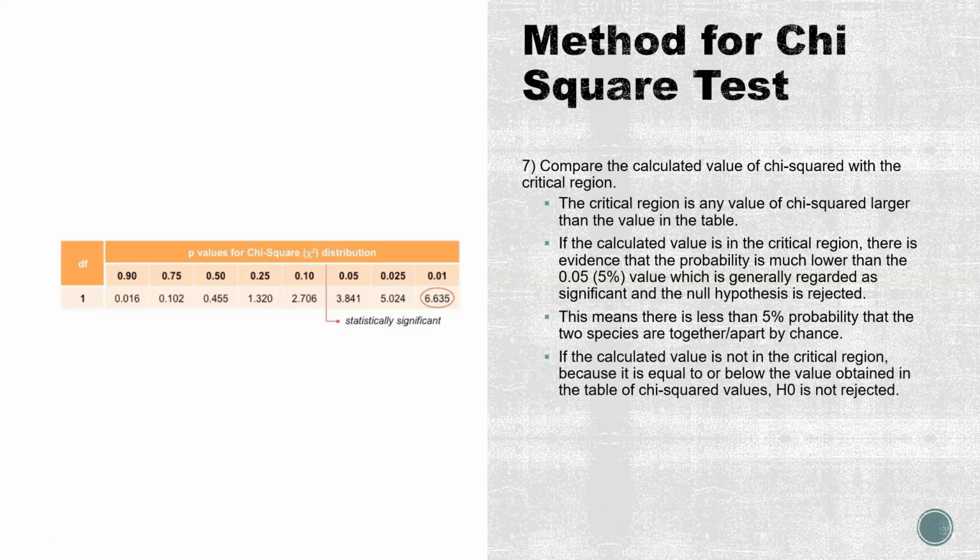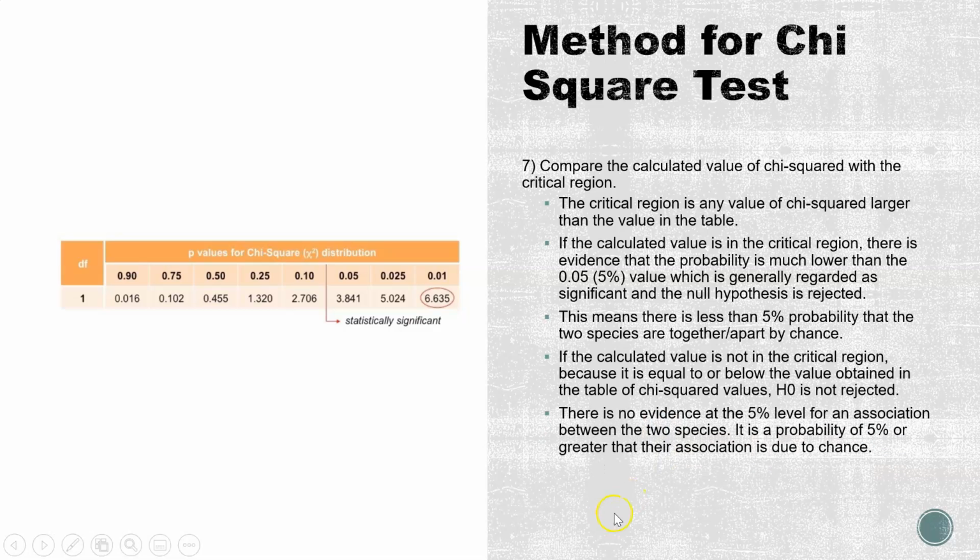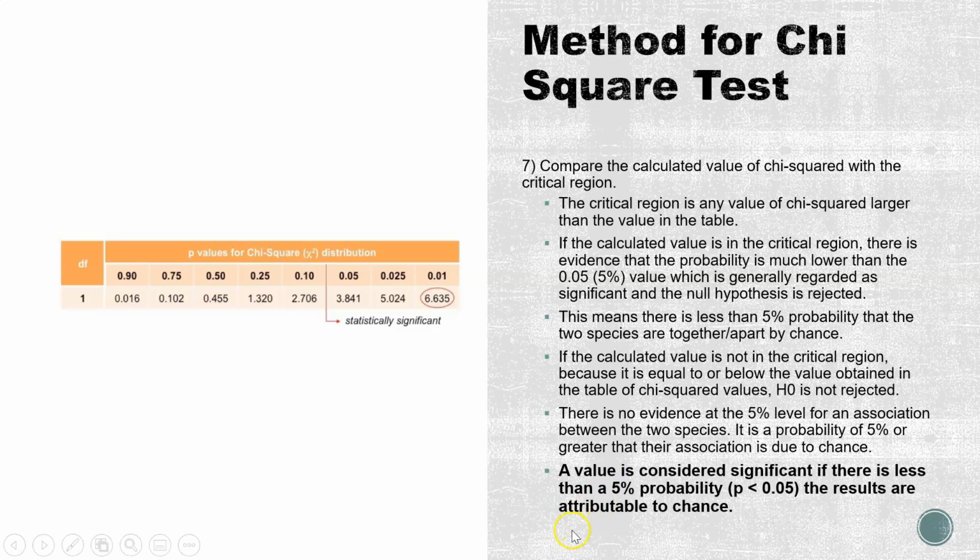If the calculated value is not in the critical region because it is equal to or below the value obtained in the table of chi-squared values, then your null hypothesis is not rejected. There is no evidence at the 5% level for an association between the two species. It is a probability of 5% or greater that their association is due to chance. So, a value is considered significant if there is less than a 5% probability that the results are attributed to chance.